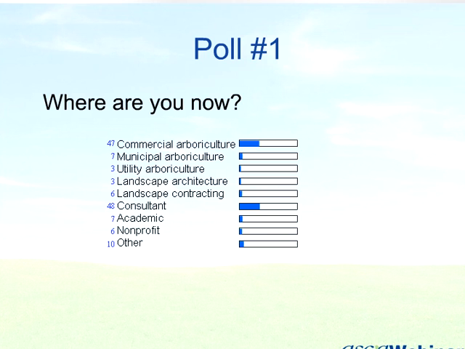If you are under the other category, feel free to type in the chat box what area you're working in. That would be interesting for us. It looks like we have well over 100 responses. You can see most of the people on today's call are either commercial arborists or consultants. But you'll also note that we have a wide range of participants across the other fields that might be considered part of arboriculture. So thank you.